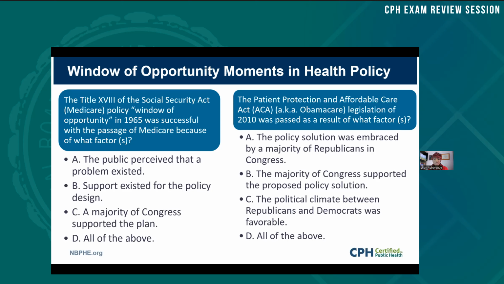If we try to pass the Affordable Care Act now, it probably won't pass. But at that time, it passed because the majority of Congress and the president were from the same party. So you have to have that window of opportunity where the solution, the people who are voting, and the people who pass the policy are all in alignment, and you're able to get a bill to pass.